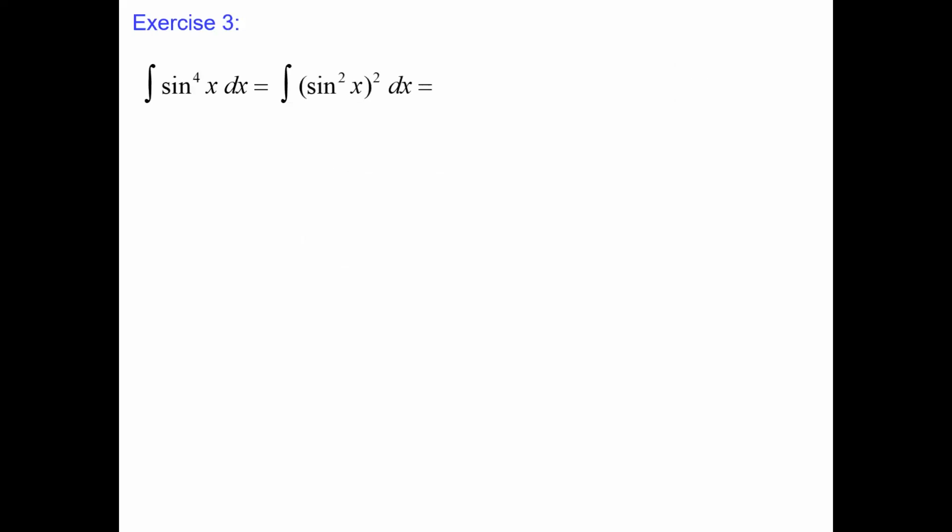Exercise number 3. You can see we have sine to the power of 4. Again, just even power. We will still focus on half angle, but we need to see a square, because half angle is for sine square or cosine square. That's it. I rewrote it this way, and inside I will apply the half angle: sine square of x equals this. Now we have to square.